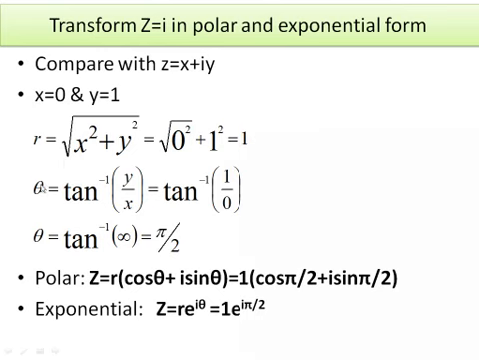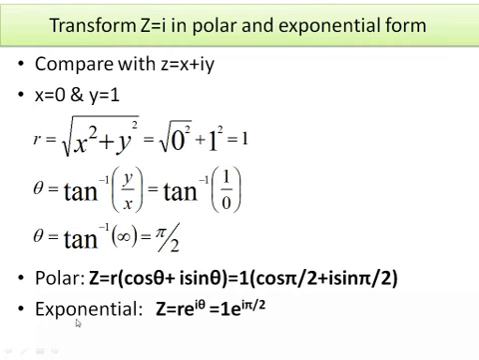For the calculation of angle, we have theta is tan inverse of y by x. This time, we are having tan inverse of infinity and it is equal to pi upon 2 or 90 degree. The corresponding polar representation, that is z is equal to r cos theta plus i sin theta, will lead to the value of r as 1 and in bracket cos of pi by 2 plus i sin pi by 2.